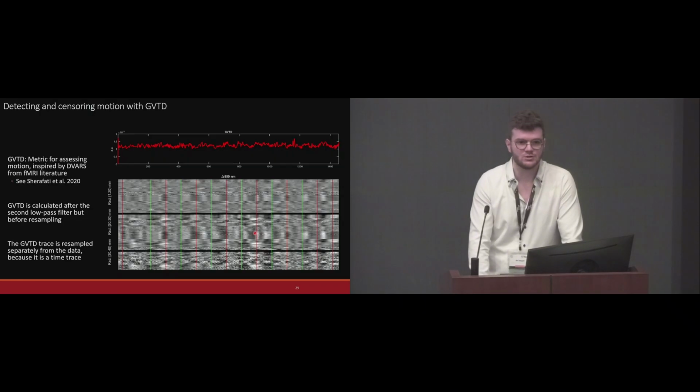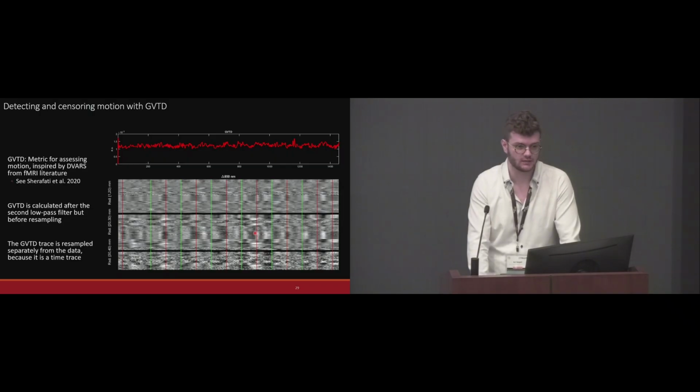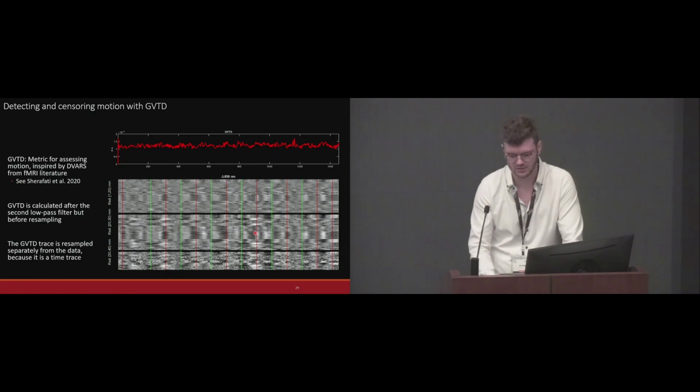In terms of how GVTD affects the pipeline, we calculate GVTD after that second low-pass filter that I just went over, but before the data is then resampled. And then we resample the GVTD trace separately because, like the data itself, it is its own time trace. So we just have to run that resampling twice, once on our data, once on our GVTD.